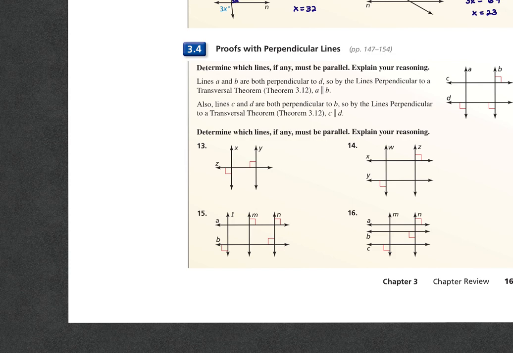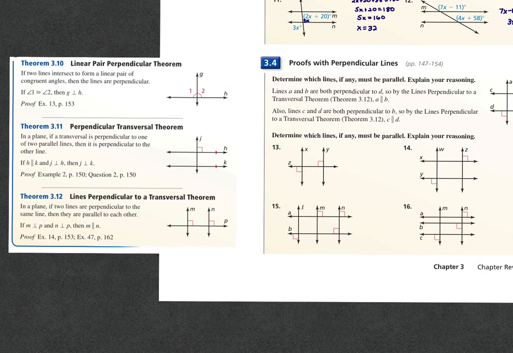I would say about those 3 theorems, first of all, the linear pair perpendicular theorem has the linear pair part in its name. Hopefully that one's fine. It's the bottom 2 that are tricky: the perpendicular transversal theorem, and the lines perpendicular to a transversal theorem. But think about what it's actually saying. The one that says lines perpendicular to a transversal is saying there are 2 lines that are perpendicular. So for me, that helps.